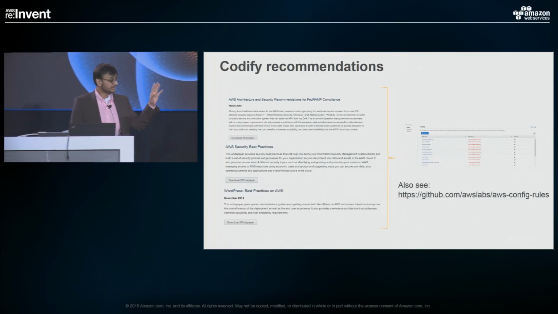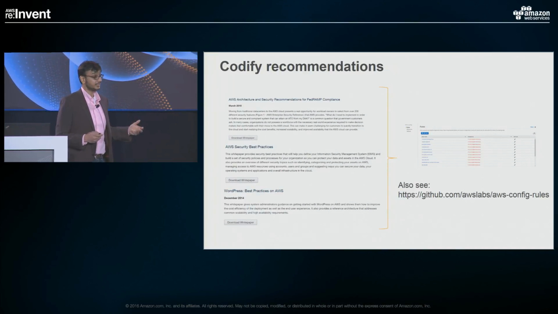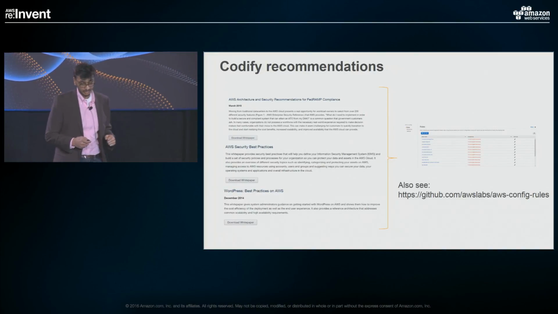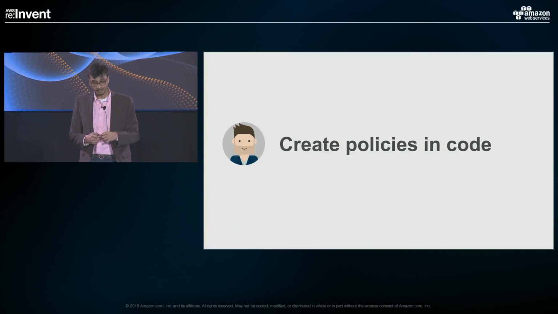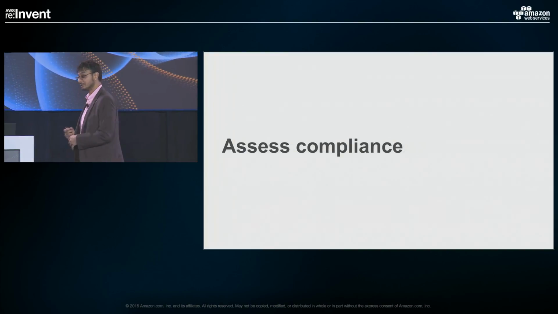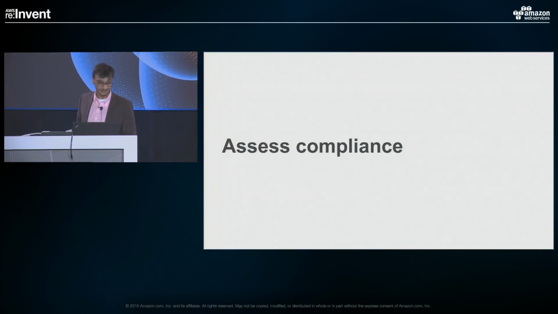And as I said, there's a GitHub repository of config rules available. We've actually started with the CIS benchmarks there, and customers are putting in various other things, so you can actually benefit as a group from your peers and use that. So we saw how you can create policies in code. The second task we looked at was assessing compliance, right?